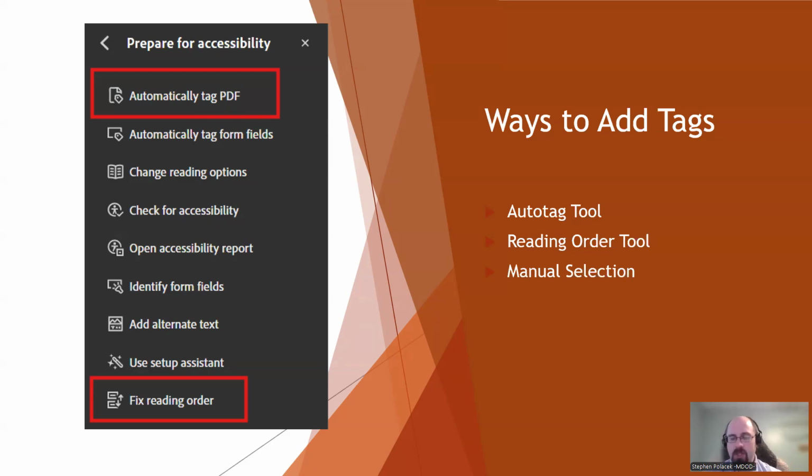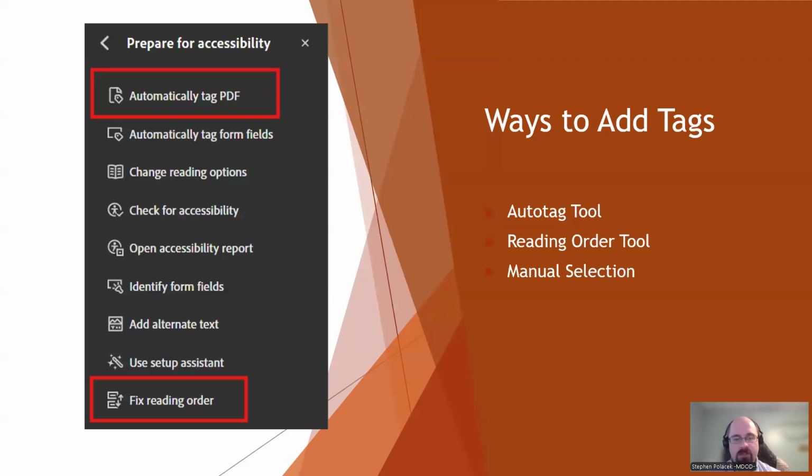This is your first step. Most documents it's going to do a pretty decent job of, but there's usually a few things that you might need to fix or you might want to change the context of in order to make it more user-friendly for someone using assistive technology. The second option is the reading order tool.